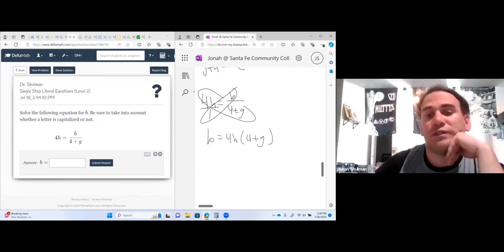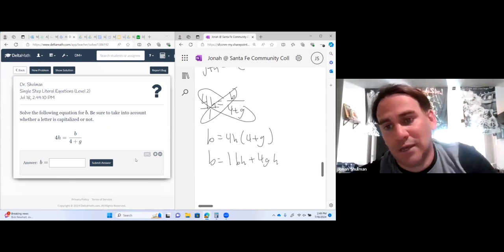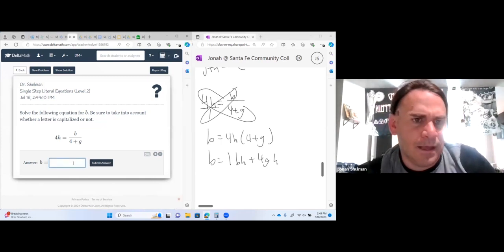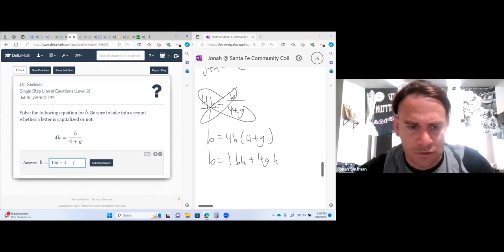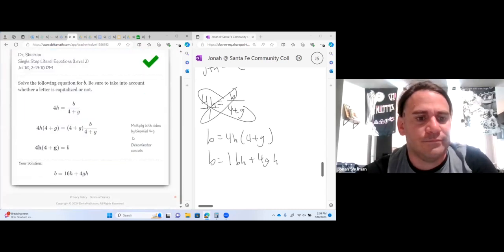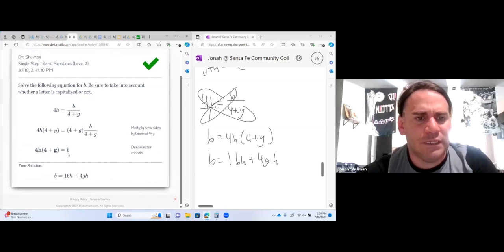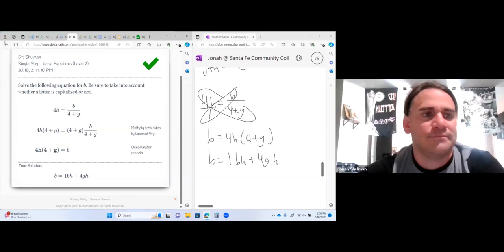So there's 2 ways you can write this answer. You can write it as 16H plus 4gh, or you can write it as 4h times 4 plus g. I don't know. We can do the long one. It doesn't matter which one we do. Either answer is going to be correct. See, they want it like this, but we gave it like this, same answer.